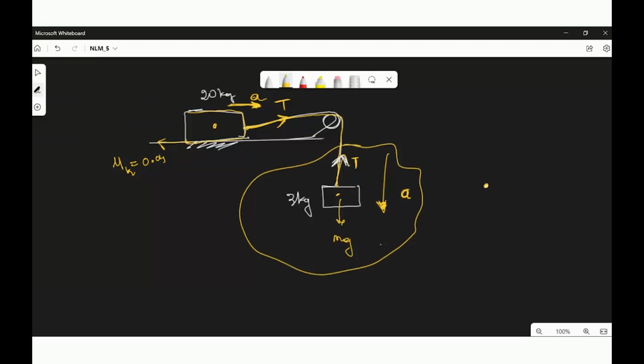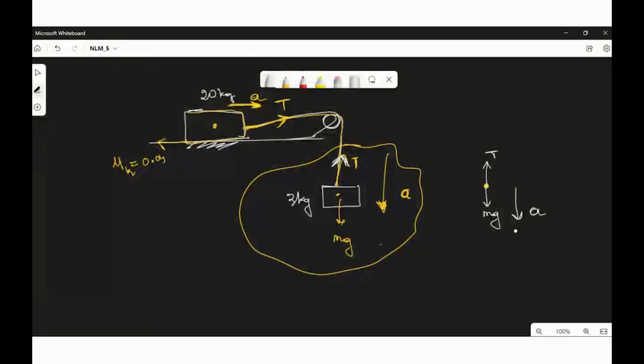So for 3 kg, what are all the forces acting? Whatever the mass you see, you represent by a point particle. That is the first step in FBD. There is a weight which is acting downward, M into G. There is a tension that is acting upward. And also we assume that the block is accelerating downward.